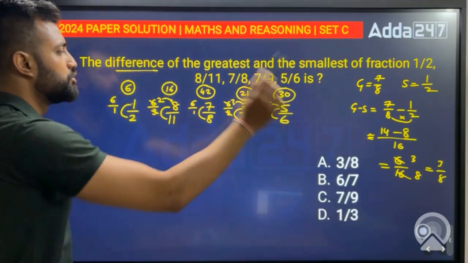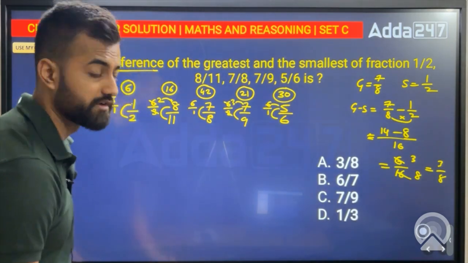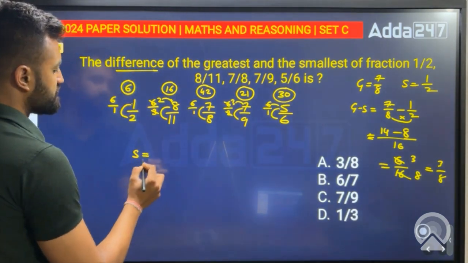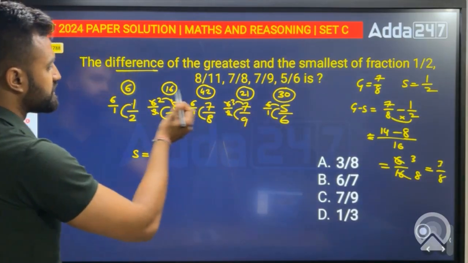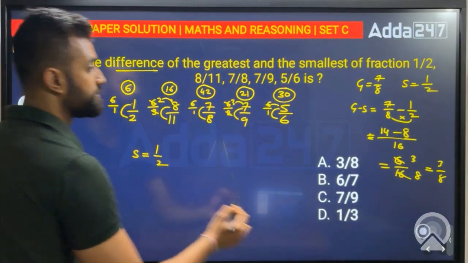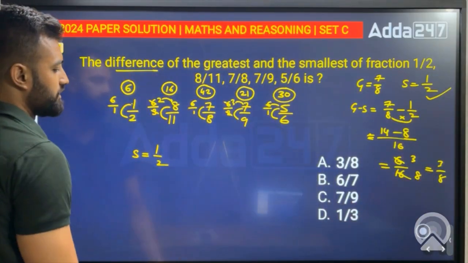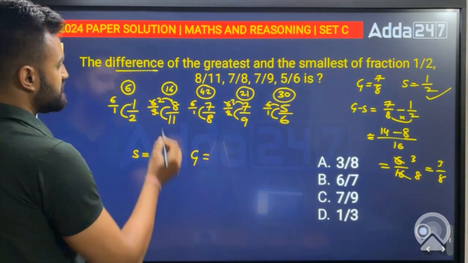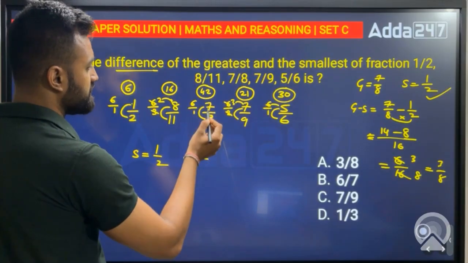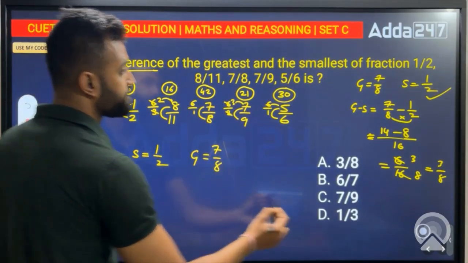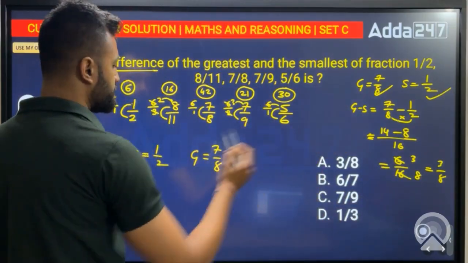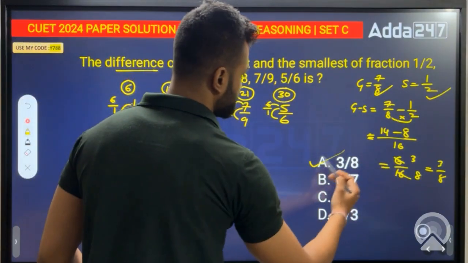Now you got two things in a single shot. See, the smallest you want, so look for the smallest number out here. Smallest is this, 1 by 2. See, 1 by 2 was the answer. Wow. Greatest, see the greatest, sir. Yeah, 7 by 8. Greatest. Remaining part, greatest minus smallest, you can do it. You get the answer 3 by 8.